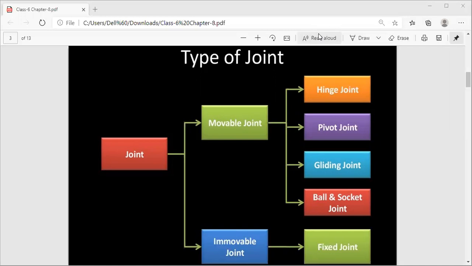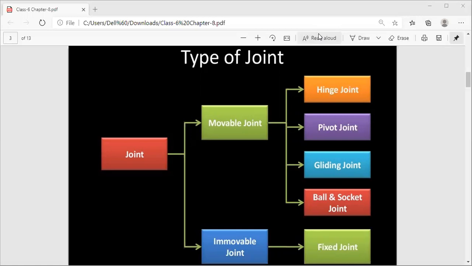So children, different types of joints are present in our body. A few of the joints are movable and a few of the joints are immovable. You must have observed in your body that at a few body parts where a joint is present, the part can be easily moved, and in the rest of the body parts where different joints are present, we can't move those joints.